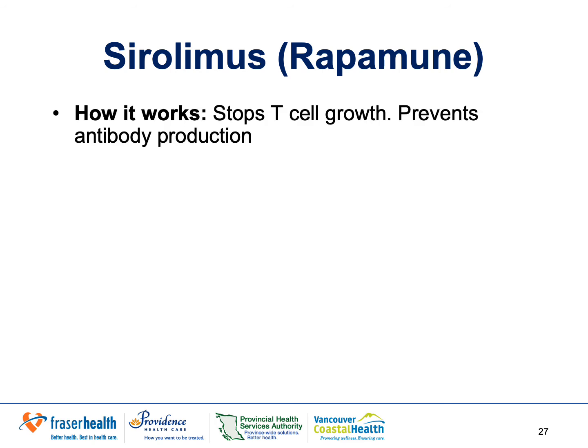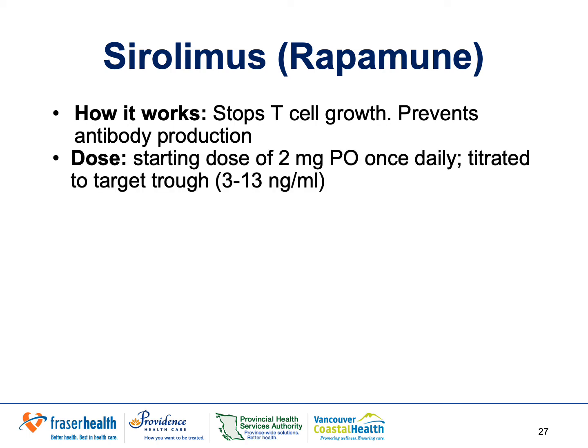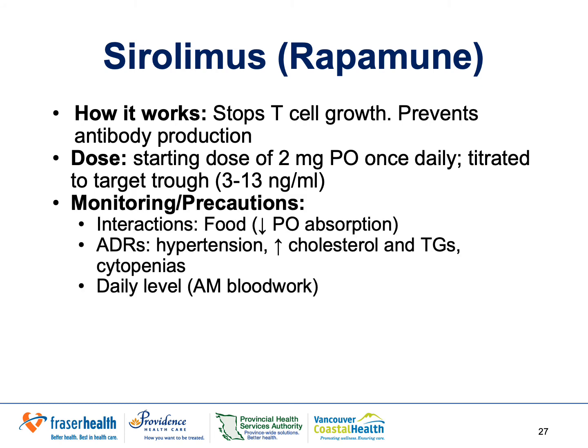How it works is by stopping T cell growth and preventing antibody production as well. The dosing is usually you start with 2 milligram PO once daily, and then you titrate it to a target trough of 3 to 13 nanograms per milliliter. These troughs that you're seeing, they all can change depending on how long it's been since transplant.